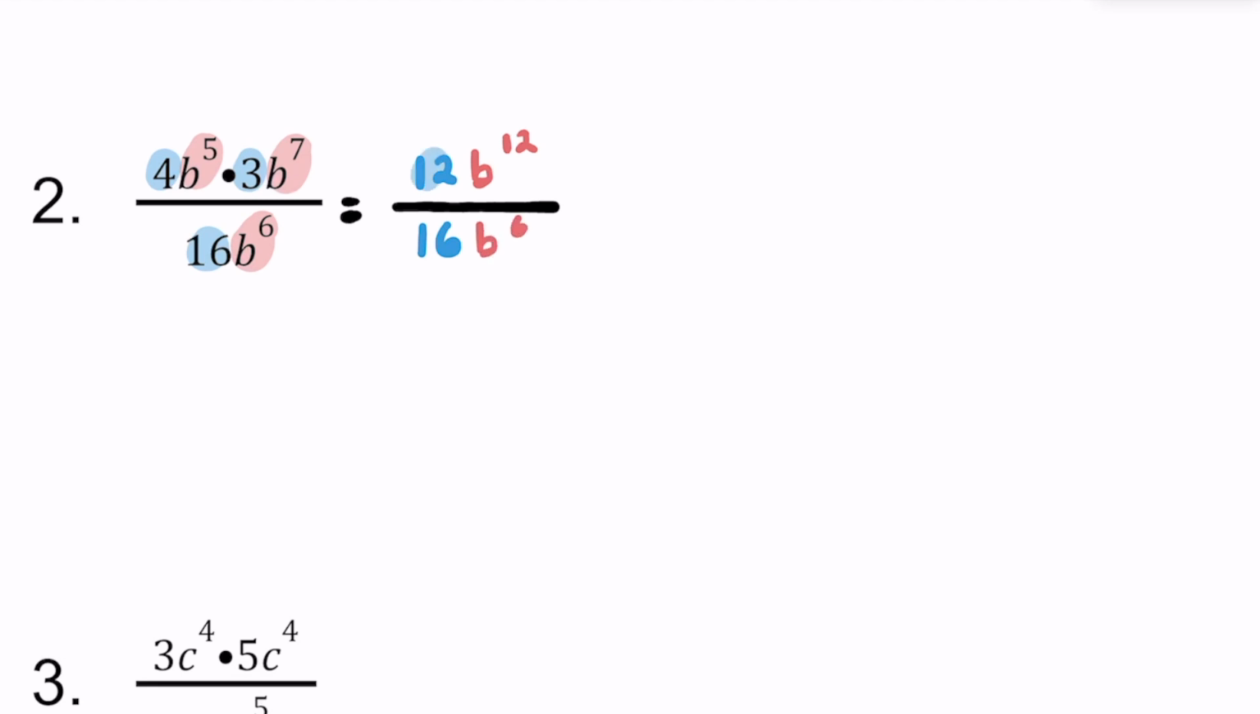Looking at these coefficients, 12 and 16, what's their GCF? Well, we can divide this one by 4, right? And we can divide this one by 4. If we do that, 12 divided by 4 is going to be a 3. And then 16 divided by 4 is 4. All right, moving on to these exponents, these powers. So b to the 12th divided by b to the 6th. We can use that quotient property. 12 minus 6 is going to be 6, so it's going to be b to the 6th power.